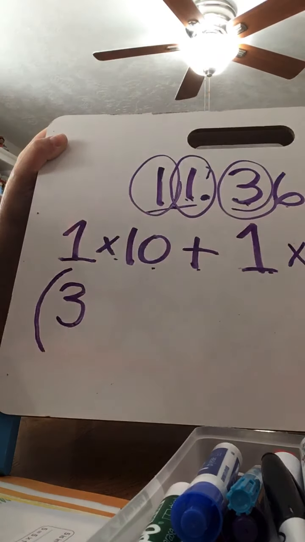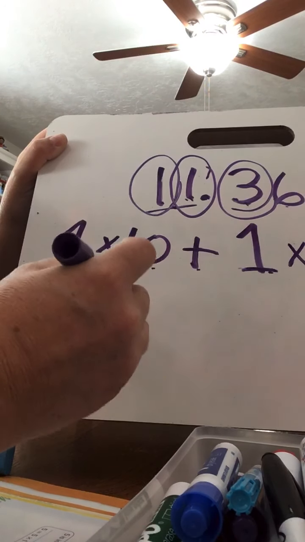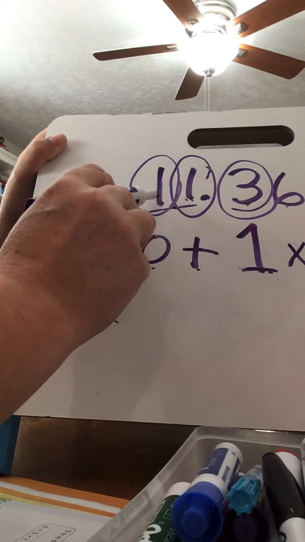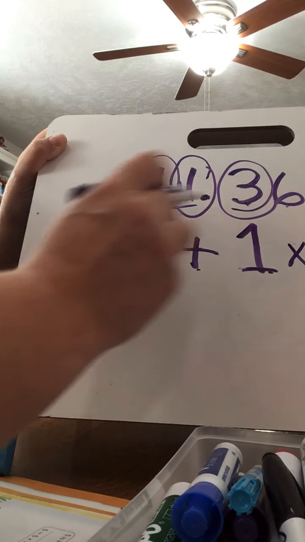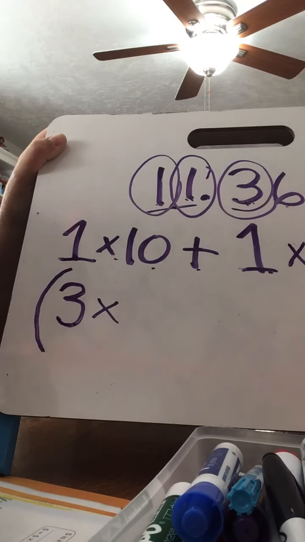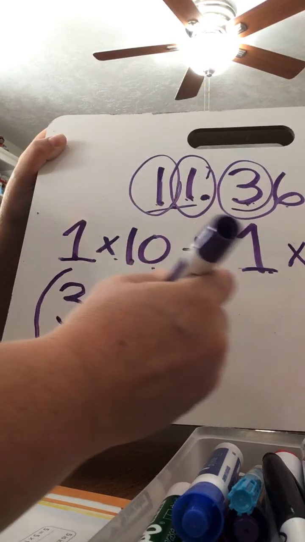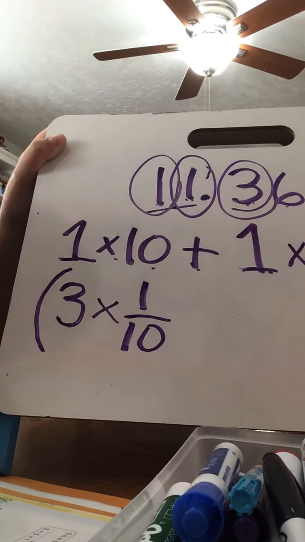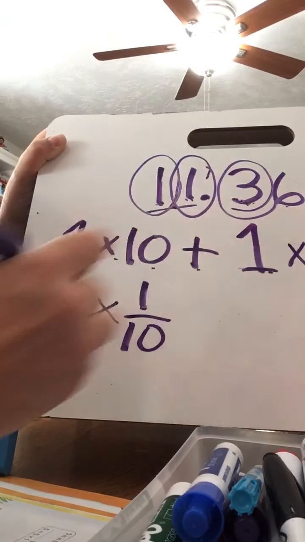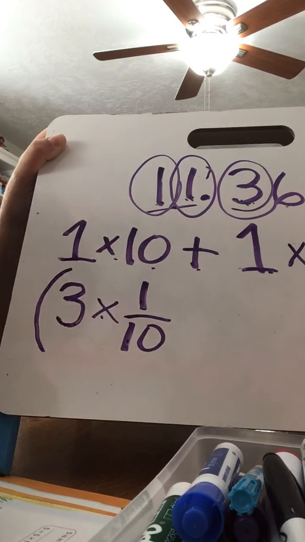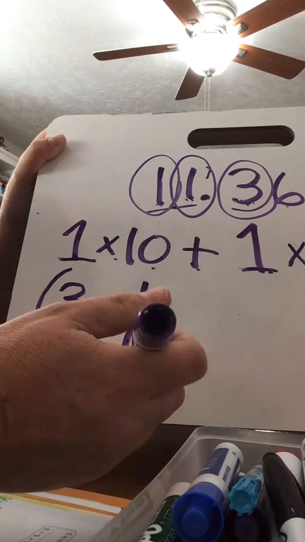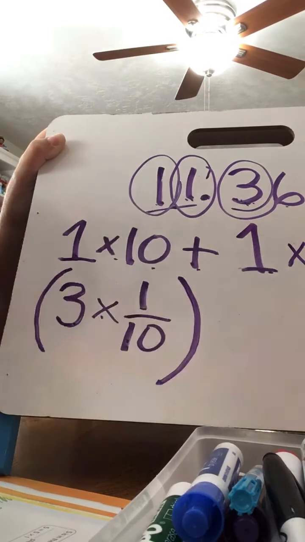Now what place value is that 3 in? It's in the tenths. So we're going to times it, and instead of timesing by 10, because that's the tens place, this is tenths. We have to express it like a fraction. So this would be like 3/10. This is how we write tenths: 1 over 10. So this number is 3 times 1 over 10, which is the same thing as 3/10. But that's how we write it in expanded form. Then close your parentheses.